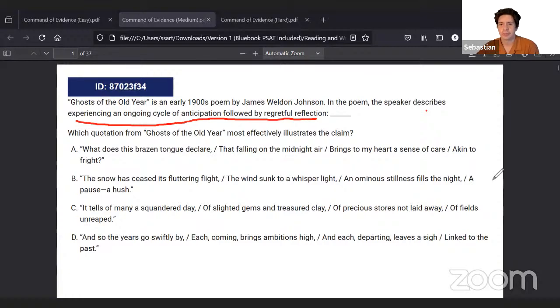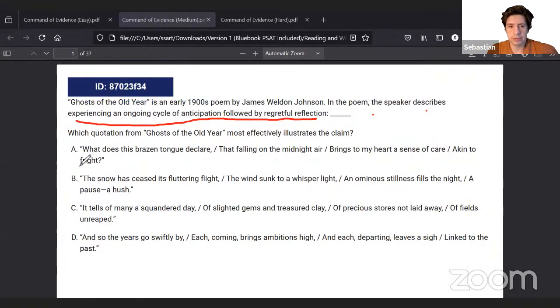Okay, I hope I did a good dramatic reading for you all. So we're looking for something where when something is coming, when you're anticipating, you feel excited, and then afterwards you feel down and sad, or at least disappointed or regretful.